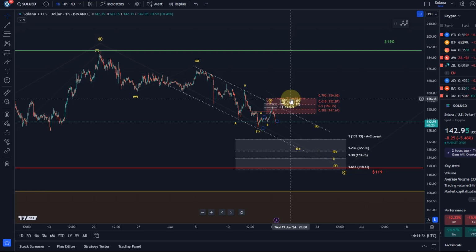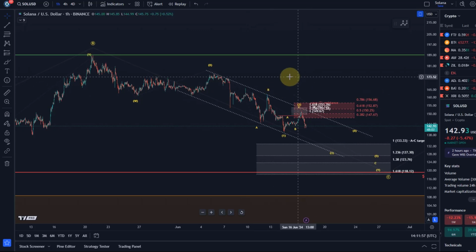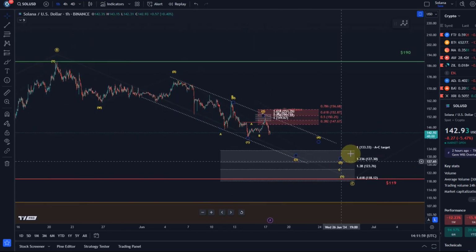And the resistance area is defined between $147.67 and $156.68. It's between the 38.2 retracement and the 78.6 retracement of the decline, which started on Wednesday, the 12th of June. So it's a 5-wave pattern to the downside. It's quite ugly, so I don't really have a very clear micro count here. But the idea is obviously that we are in this larger triangle, right? And within the triangle, we are in a C wave.